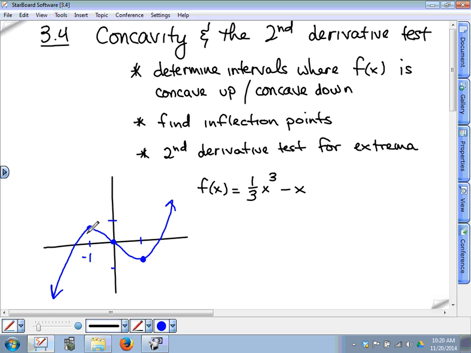Concave down, because it's curving down. But this interval right here, what would you think about describing this part of the graph? Is it curving upward or curving downward? Up. So that would be called concave up. That's what concavity is. Okay?